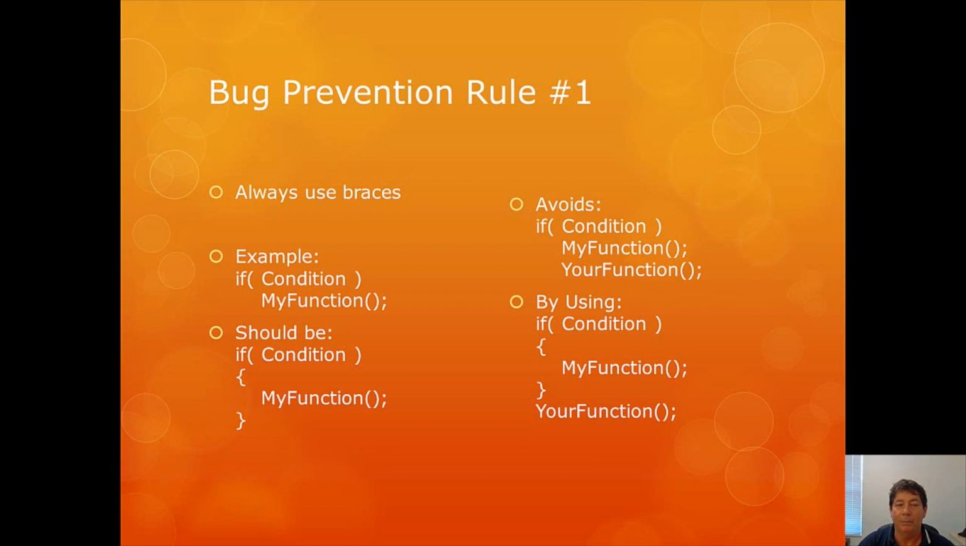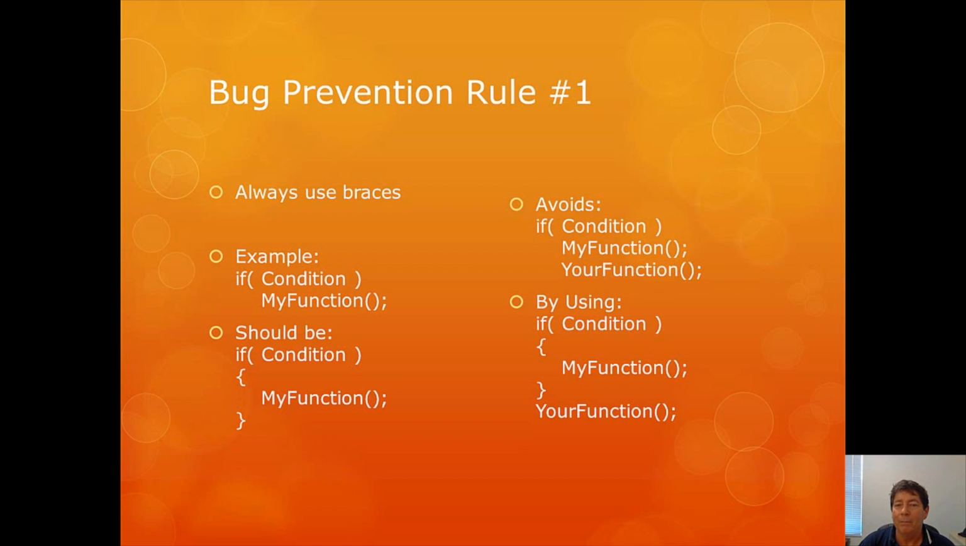If condition, then the next line is indented, my function. Seems pretty obvious, right? But if we go to the next line, what it really should be, to avoid any ambiguity or questions, is: if condition, open curly, my function, close curly. And here again, if you don't want to line up your curlies, I won't nitpick with you there. However, I found it much easier and better for debugging if the curlies are lined up. Now, what does this avoid?